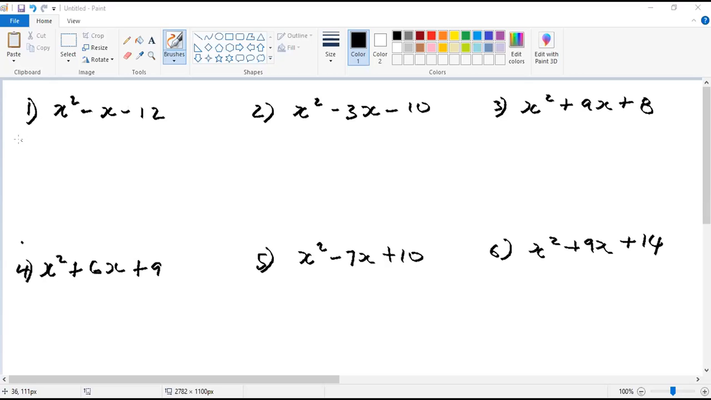So if you were to look at it and say, all right, A times C would be 1 times negative 12, which is negative 12. So you need to look at factors now of negative 12 such that when you add them, you get a negative 1. So what comes to mind is negative 4 and 3, because negative 4 times 3 is negative 12, of course, and negative 4 plus 3 is negative 1.